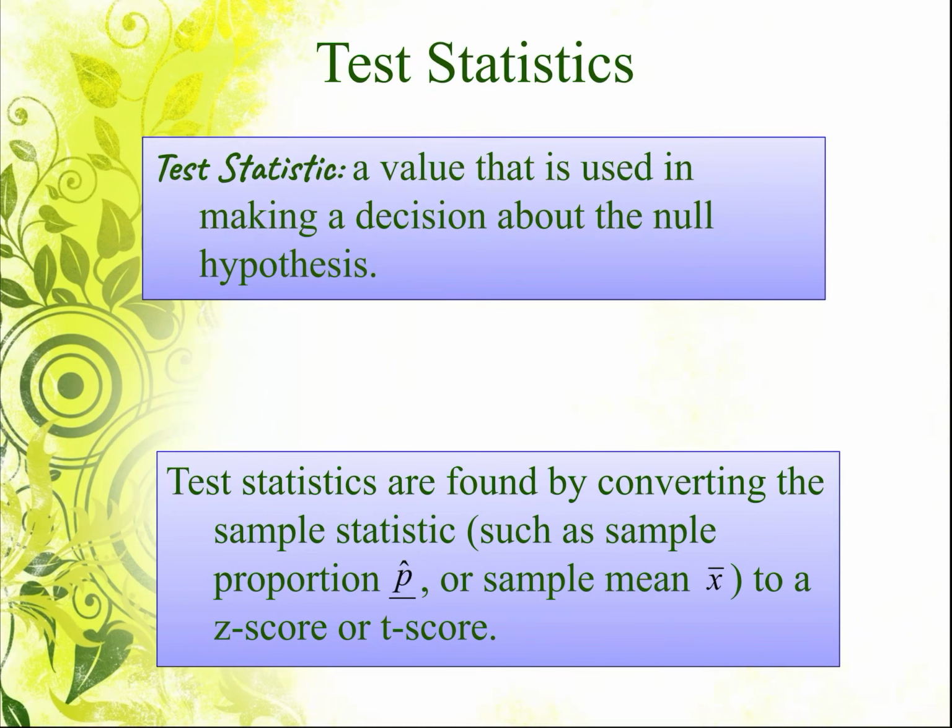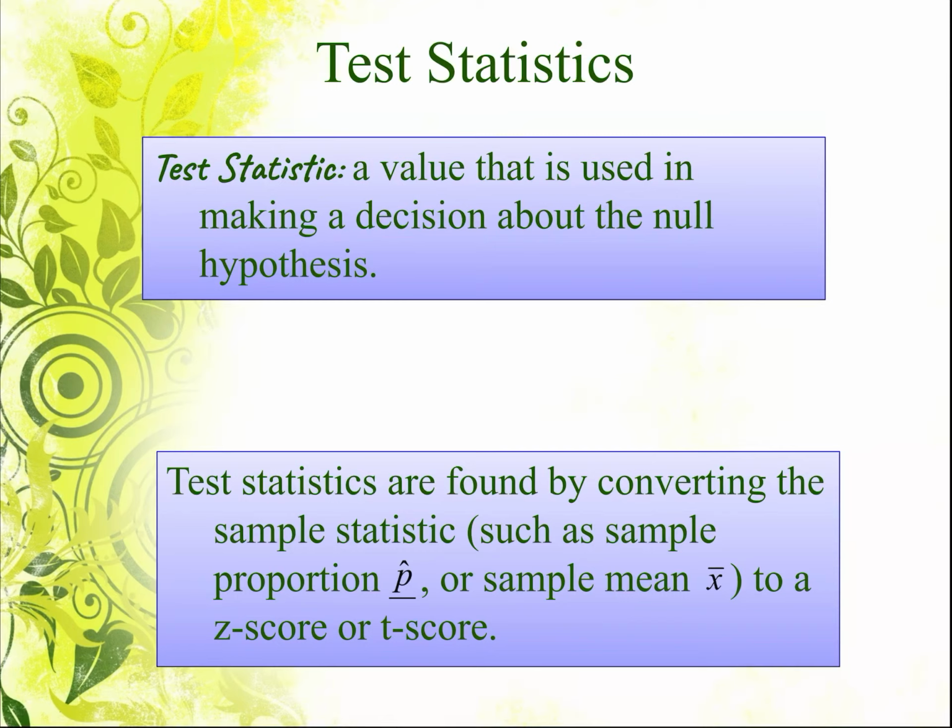Okay, a comment about one more vocabulary word, test statistics. A test statistic is a value that is used in making a decision about the null hypothesis specifically. And we're going to be calculating these test statistics based on the sample data that we're given in each problem. A test statistic is found by converting the sample statistic, such as the sample proportion or the sample mean, later on the sample standard deviation, to a score, a z-score or a t-score like you've been using in the previous two sections.